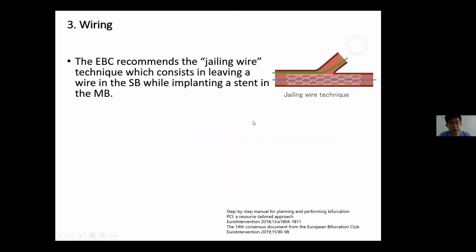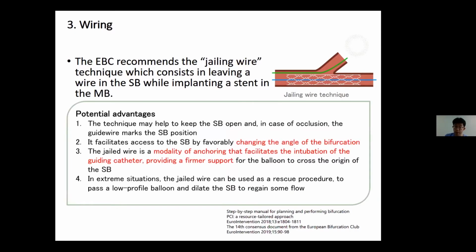So wiring; next I need to talk about the wiring. The ABC recommends the jailing wire technique, which consists of leaving a wire in the side branch while implanting a stent in the main branch. It means a positional advantage here. Second, it facilitates access to the side branch by favorably changing the angle of the bifurcation. This is very important.